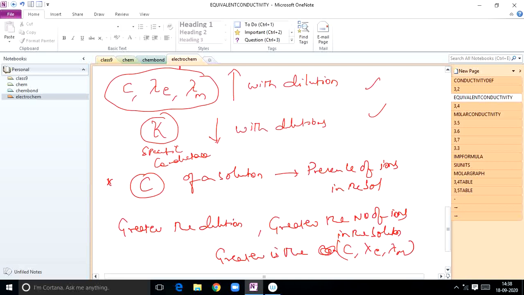This is the reason why all the three terms increase with the increase in dilution. The conductance of a solution is mainly due to the ions present in the solution. So if you go on adding water, greater the dilution, greater the number of ions present in the solution. If the number of ions is more, greater is the conductance, equivalent conductance and molar conductance of the solution. So lambda M, lambda E increase with the increase in dilution. That is a key point, students. Next.